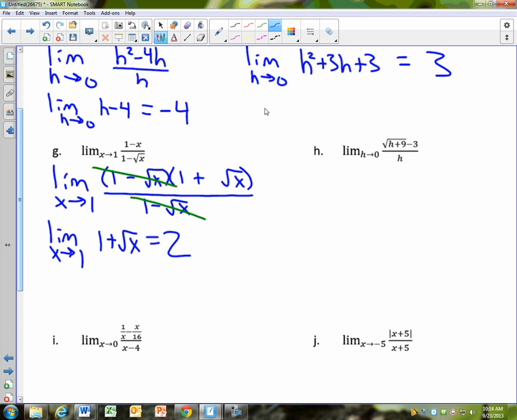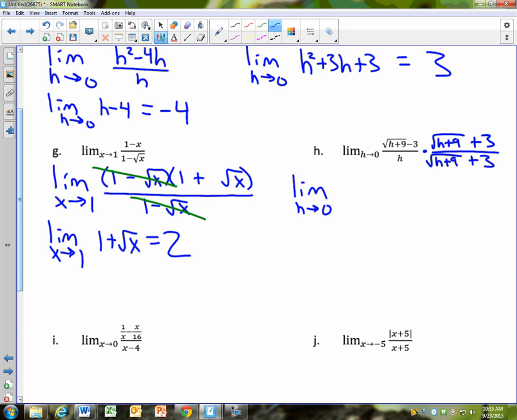So I'm going to free up the h on top, and I'm going to do that by multiplying by the conjugate. Multiplying by 1 over 1 does not change the value of the expression, which is what I've done. Multiplying by the conjugate will allow the middle part to cancel. That's the beautiful thing about the conjugate: the middles cancel, and that will allow the square root to be freed up.